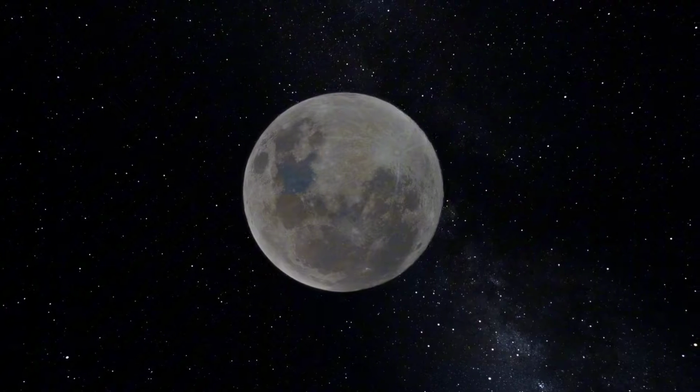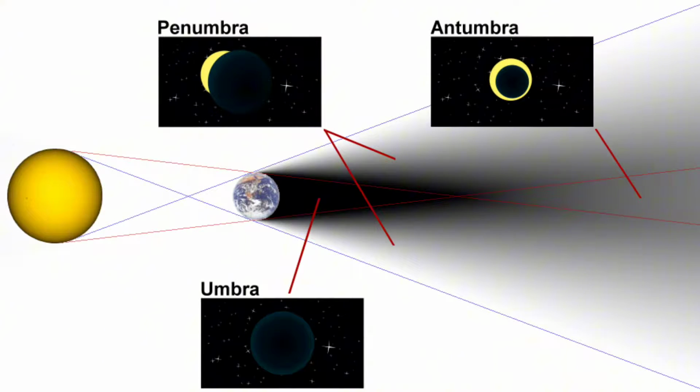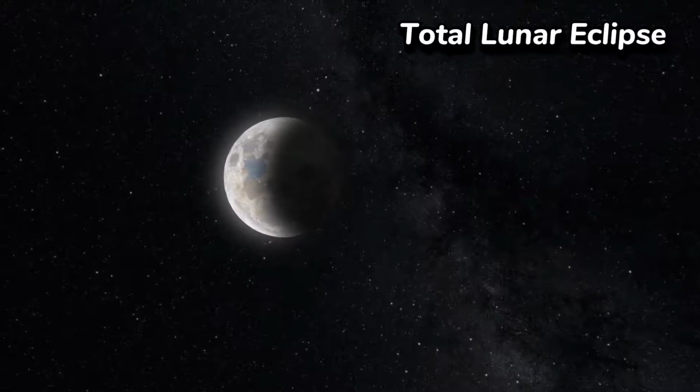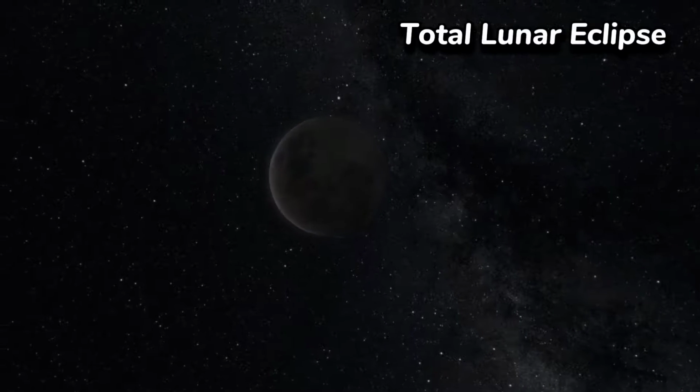Earth's shadow can be divided into two distinctive parts, that is the umbra and the penumbra. Now, depending upon the moon's position, or we can say the moon's entry into these shadow regions, there are three distinct types of lunar eclipses. Number one is the total lunar eclipse. If the moon entirely passes into the Earth's umbra, then a total lunar eclipse occurs.